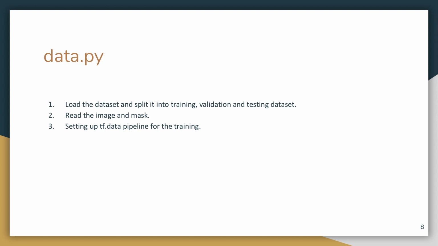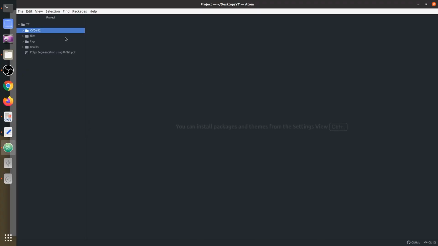So now we will move to the data.py. Now we have moved on to the implementation. The first point here is to load the dataset and split it into training, validation and testing datasets. Now let's start programming for it.